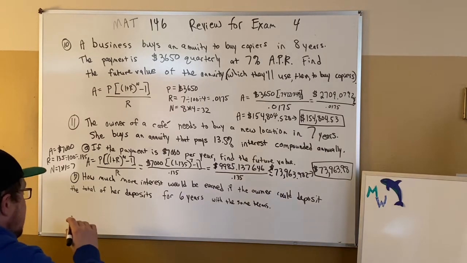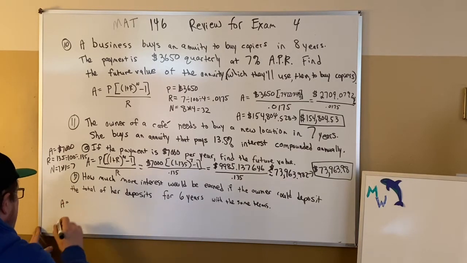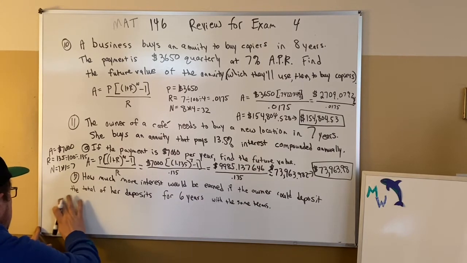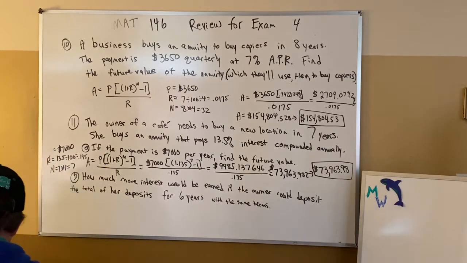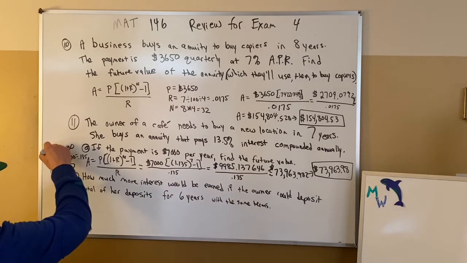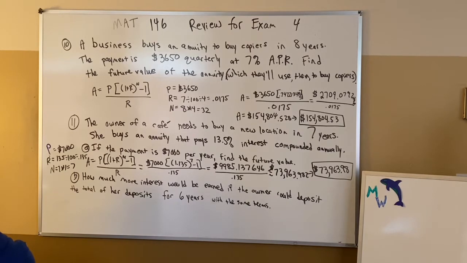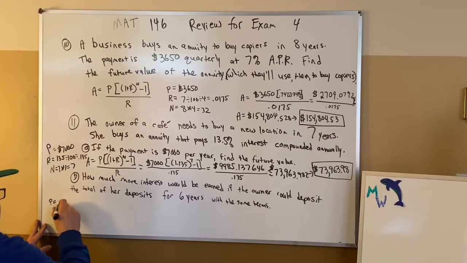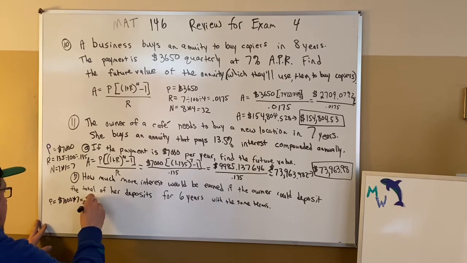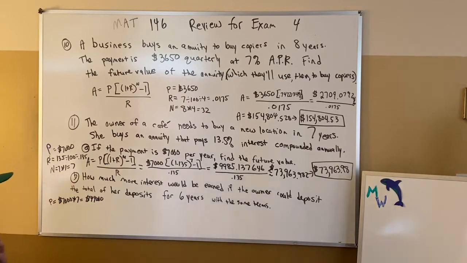So this one, her account balance is what we're looking for. I need to put a P right there. Her payments are $7,000 and she makes seven of them, so her principal is $7,000 seven different times, which gets her $49,000. That's where a lot of people get lost. How much did she put in? She put in $7,000 seven times. She put in $49,000. R is the same.